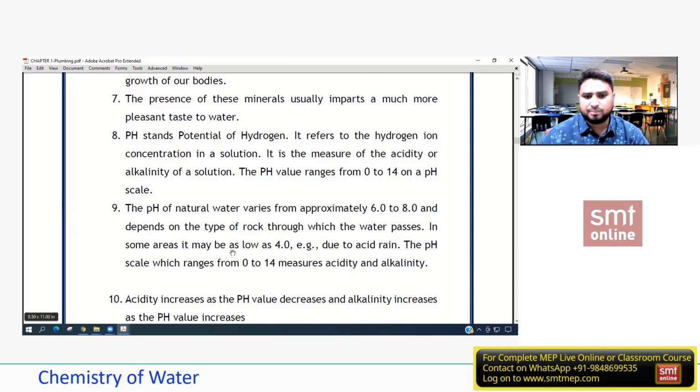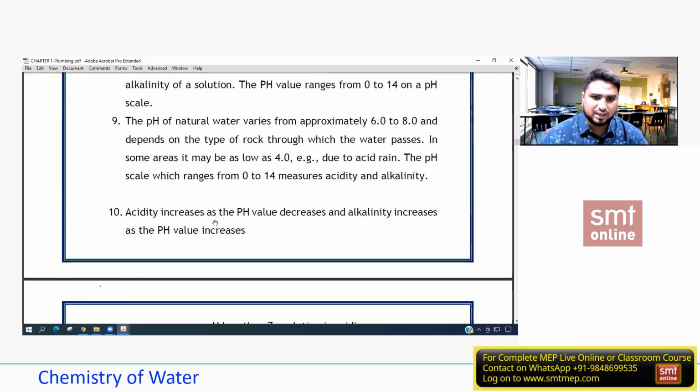In some areas, it might be as low as 4, for example due to acid rain. So acid rains do occur. If there was acid rain, then the natural water might not have this value. This would be 4, and that is again not recommended because it's not good for the human body. The best water is 6.5 to 8 as per WHO now, or 6 to 8 is the range. The pH scale, which ranges from 0 to 14, measures acidity and alkalinity. Acidity increases as the pH value decreases, as I said below. As the value increases, the alkalinity increases.